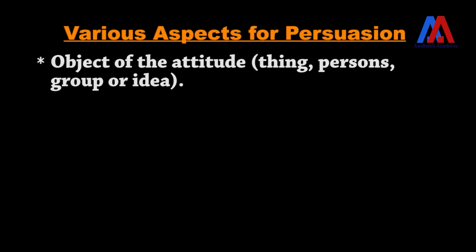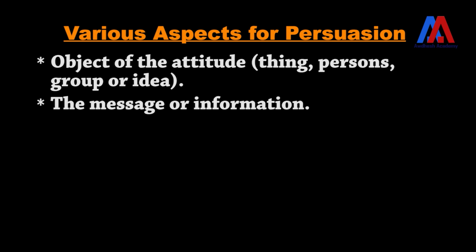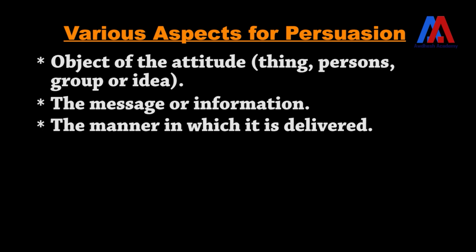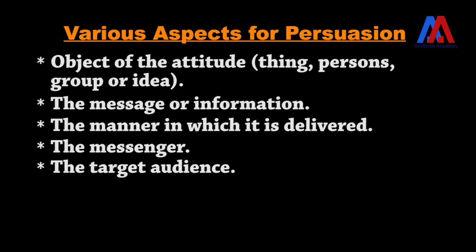There are various aspects of persuasion. Let us understand them. One of the very important aspects is the object of the attitude. That means the things, persons, groups or ideas which are going to be communicated. The message or the information, the manner in which it is to be delivered, the messenger who is going to deliver the message, and the target audience.